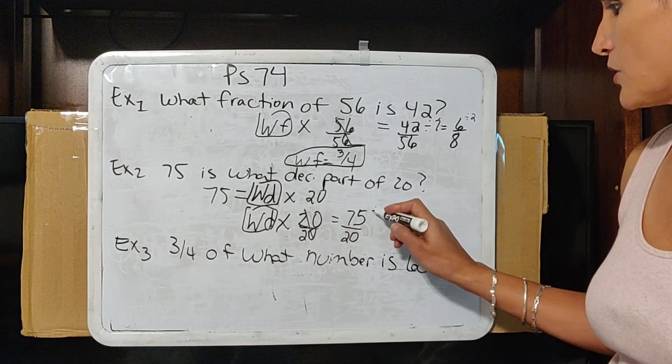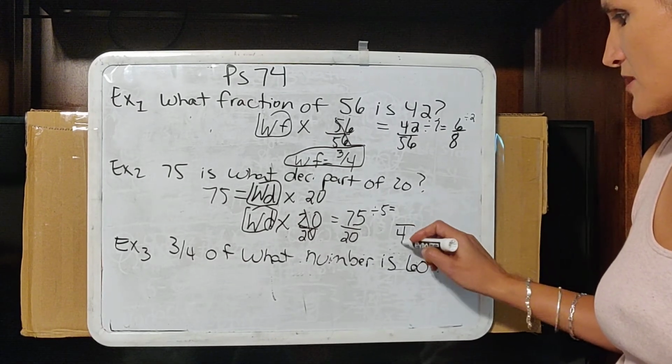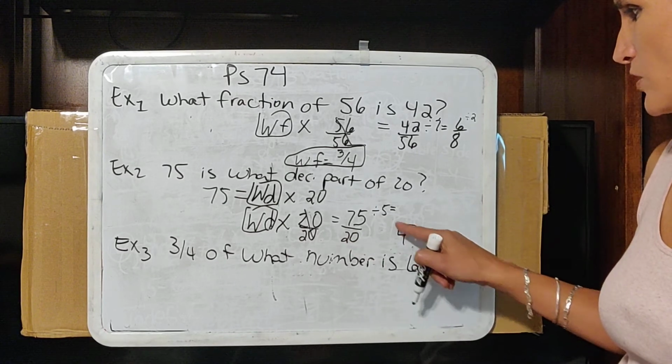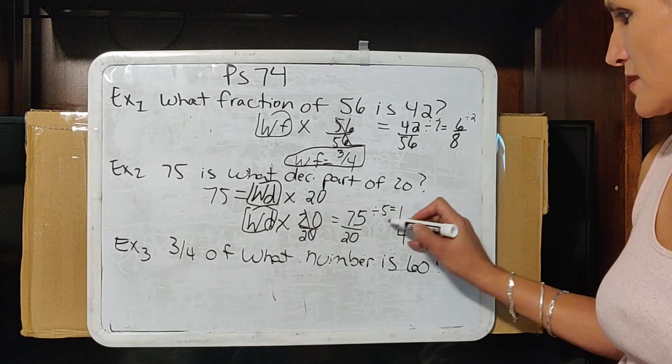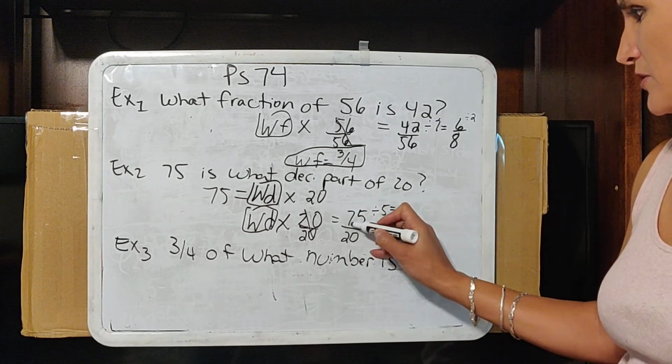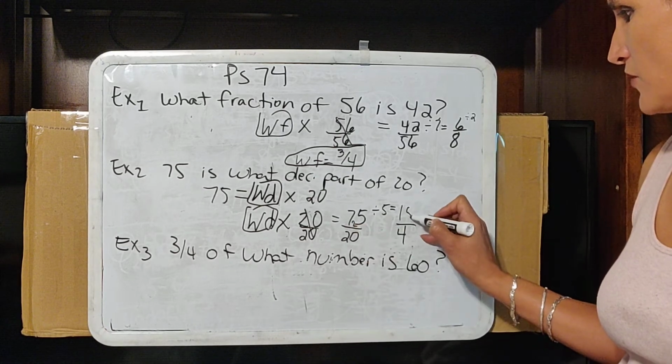So I'm going to divide both of these by 5. The bottom will be easy, so it's 20 divided by 5 is 4. 5 goes into 7 once. And then I'm going to subtract 2, put it there. So 5 goes into 25 5 times.